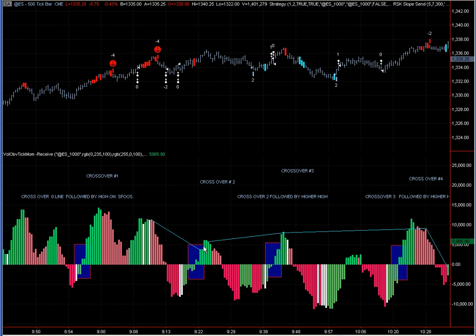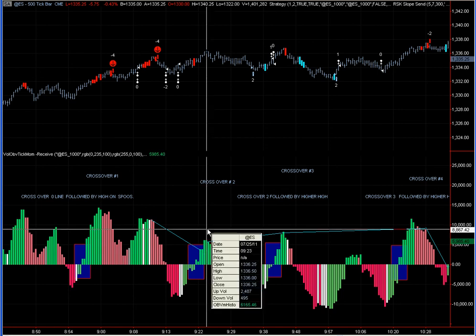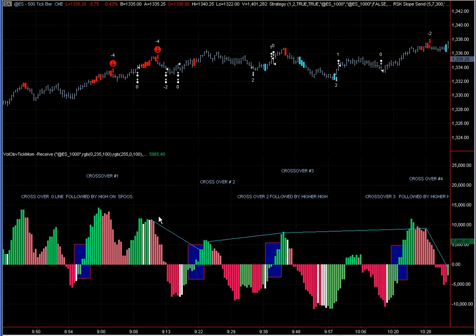So as the Spoos move up, we continue to record the highs and compare it not to the current cycle, but to the previous cycle. Now once again, the Spoos move down and we have another crossover. In this instance, we're going to record the highs of the Spoos and the high of the volume in this cycle compared to the previous cycle.